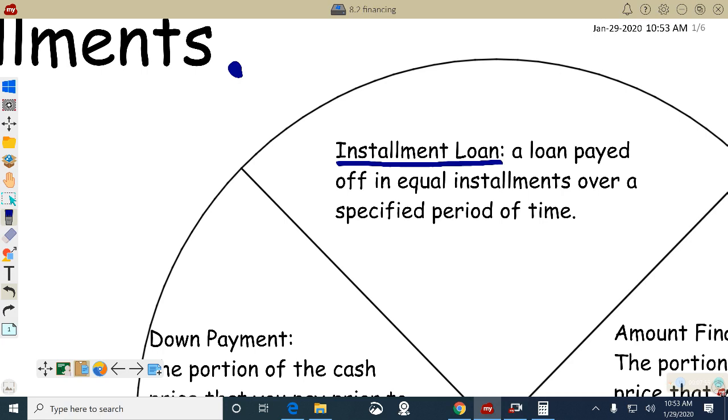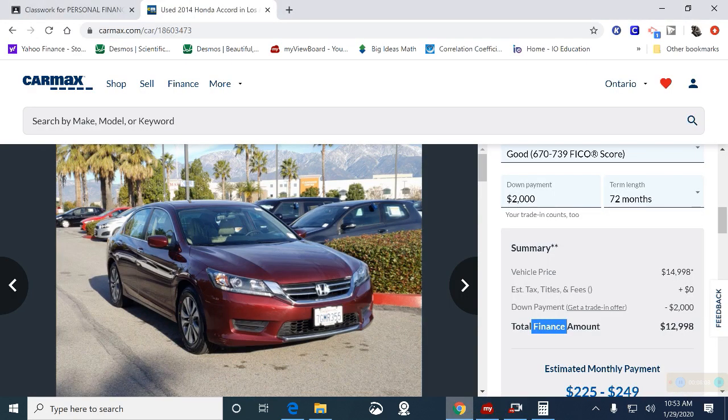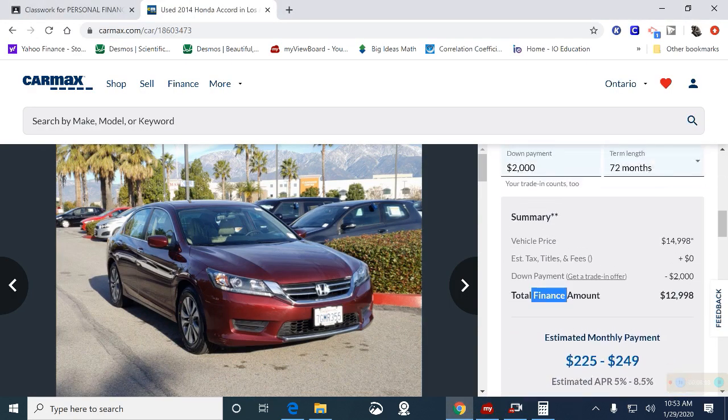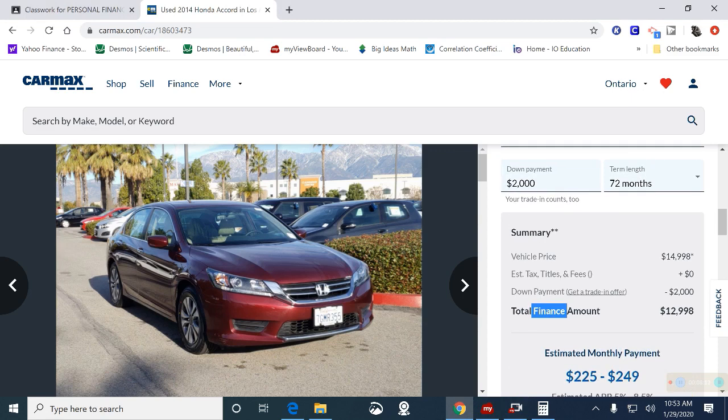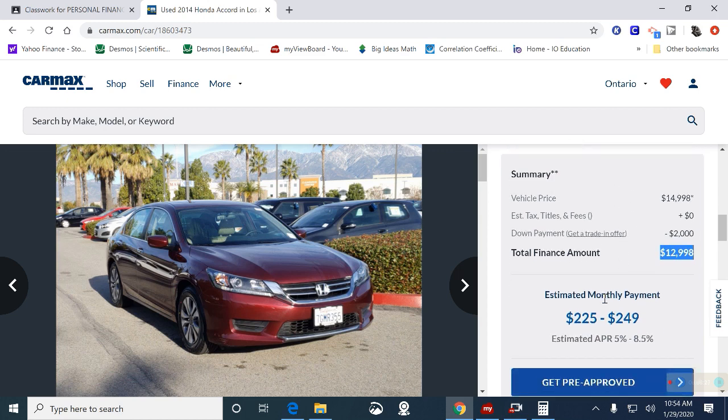If you need to pause this, because I'm going to go kind of fast, go ahead and pause it. But notice you paid in parts. So look, going back to this Honda Accord, I would pay it off in parts. So this is how much I'd have to pay it off. The $12,988 is what's left over after my down payment. I put $2,000 down. It was $14,998. I put $2,000 down, so I owe the bank this much. I'll pay it off in 72 months, and every month I'll pay between $225 and $249 every month.